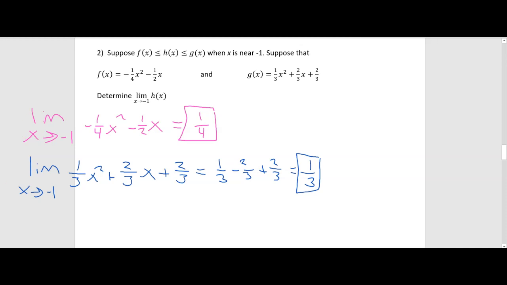Let me just show you why this doesn't work before we move on to our next problem. So we're approaching -1.